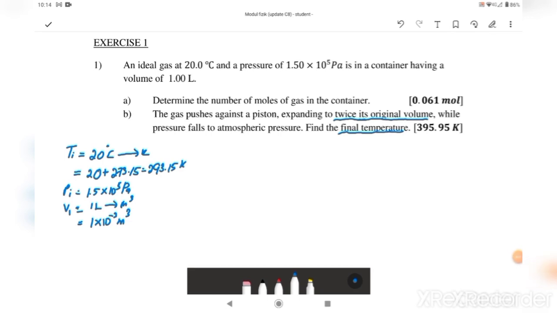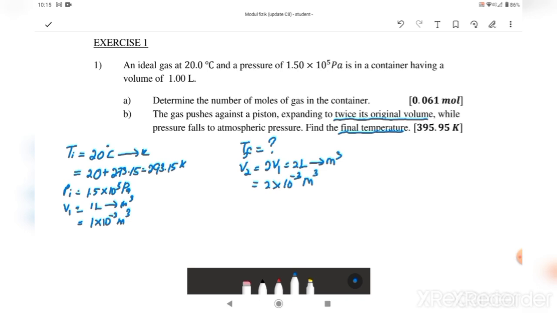Okay, for question B, we have the gas pushed against a piston, expanding to twice its original volume while pressure falls to atmospheric pressure. Find the final temperature. The question asks you to find the final temperature. Information given: volume is equal to twice the original volume, so V2 is equal to 2V1. So we have 2 liter, change to meter cube, so we have 2 times 10 to the power of negative 3 meter cube.